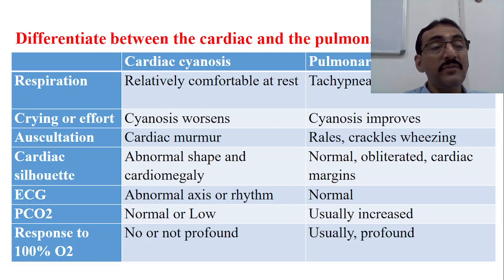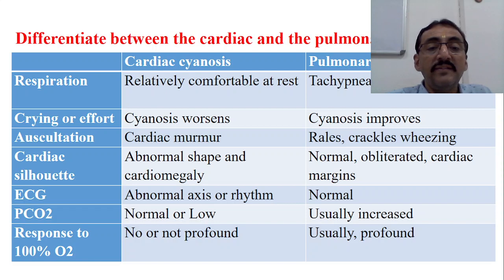On auscultation, in case of cardiac cyanosis we will definitely get cardiac murmurs, whereas in pulmonary cyanosis there are no murmurs; rather there may sometimes be rales, crackles, and wheeze sounds. Then, cardiac silhouette in X-ray: abnormal shape and cardiomegaly will be seen, egg shape, figure 8 shape, etc. Whereas in pulmonary cyanosis, most of the time the chest X-ray looks normal, with cardiac margins maybe a little obliterated.